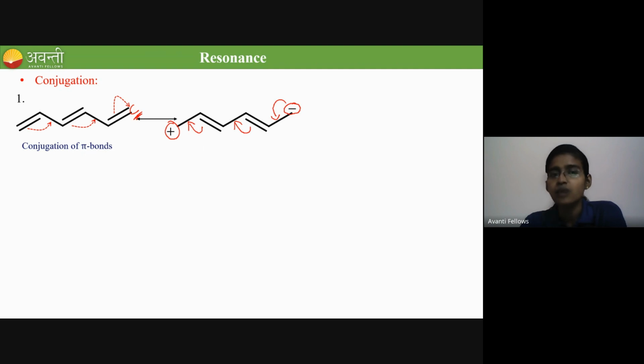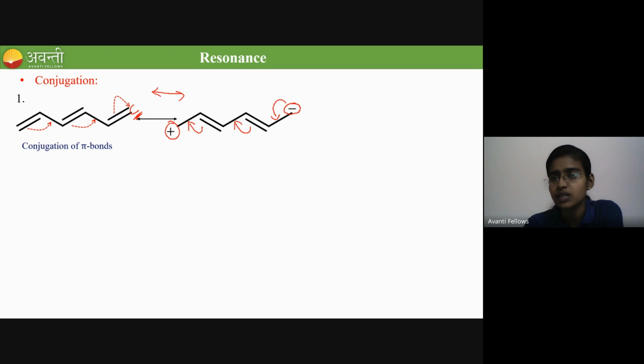Got it? Now these two structures are called resonance structures. You can see the arrow which I have given. It is a double-headed arrow. Okay. So both are resonance structures. Got it? So in the first type, you can see that the electrons are in alternative positions and resonance exists in those cases.